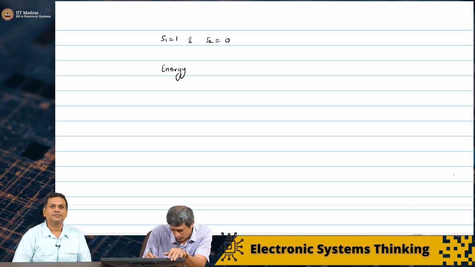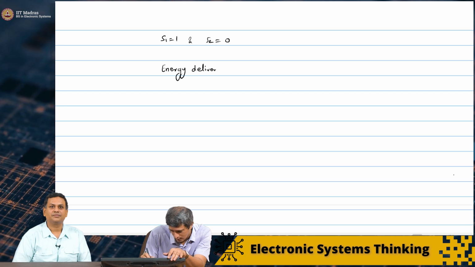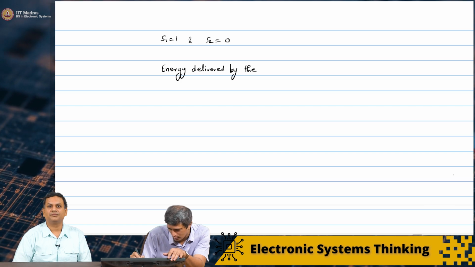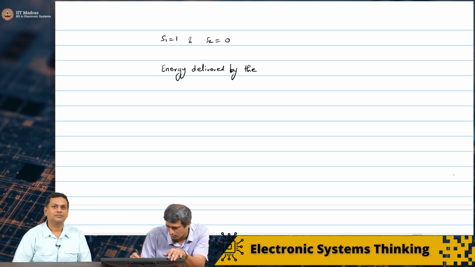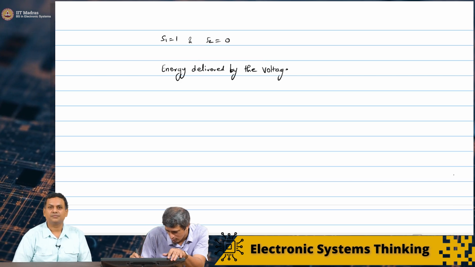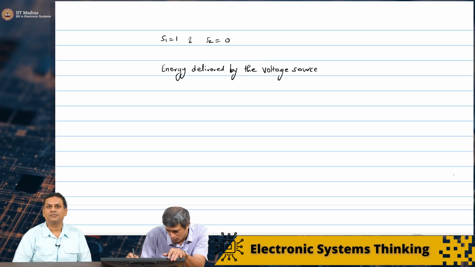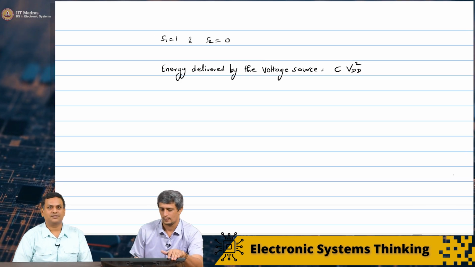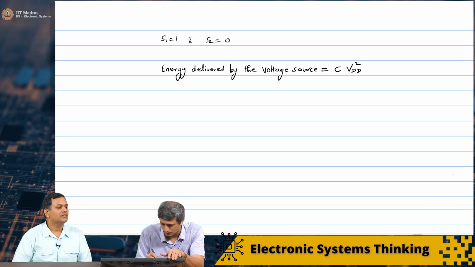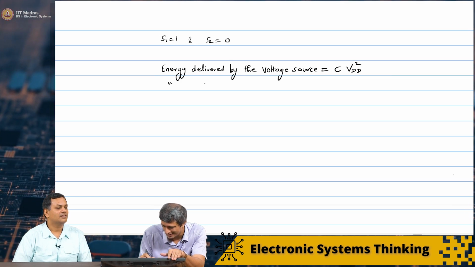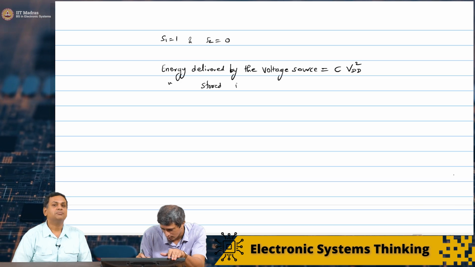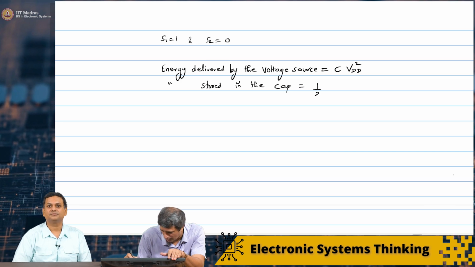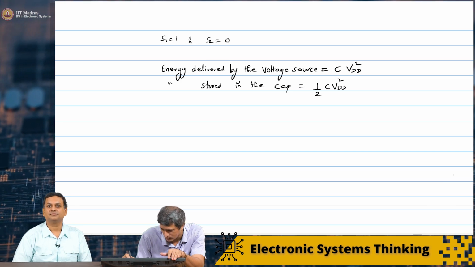Energy delivered by the voltage source is equal to C VDD squared, right? And the energy that is stored in the capacitor is half C VDD squared.